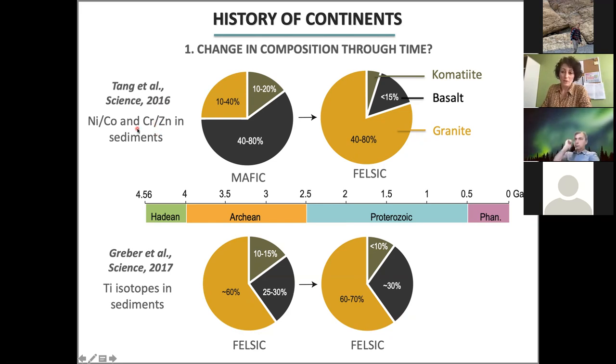These two papers used the sedimentary record to try to investigate the composition of the continents. In the first one, they used trace element ratios, and they concluded that the continents were more mafic in the Archean, so made of a higher proportion of basalts and komatiites. Then the continents transitioned towards something more felsic that looked like modern continental crust at the beginning of the Proterozoic. This second paper, one year later, also based on sediments but this time using titanium isotopes, suggests that there is almost no evolution in the silica content of the crust through time, and that it has always been felsic in the past 3.5 billion years. So you can see that there is still a lot to do and we don't really know what the composition of the continents was through time.